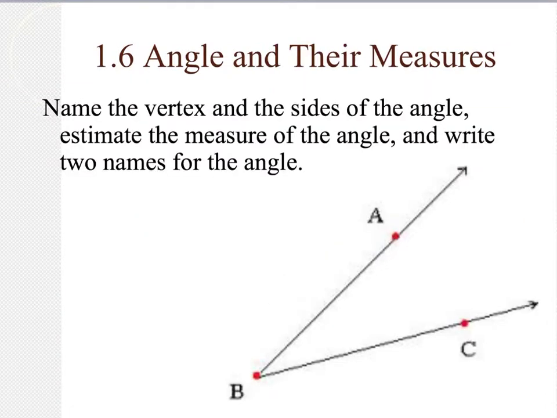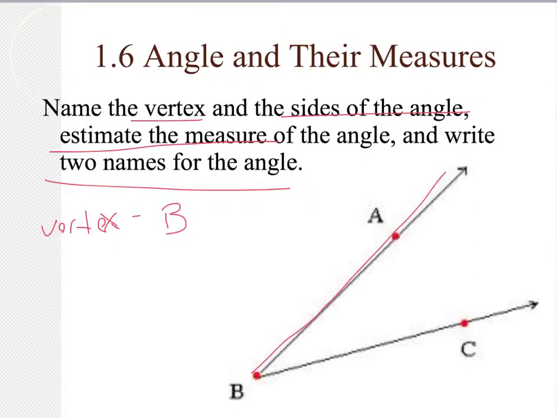Don't have to write this one down. I'm just going to show you. You're going to write one similar on the next slide. So, naming the vertex, sides of the angle, estimate the measure. I'm just going to take a guess and then write two names for the angle. Vertex. I'm looking where the endpoint of those two rays is going to be. That is at point B. They come together at point B right there.